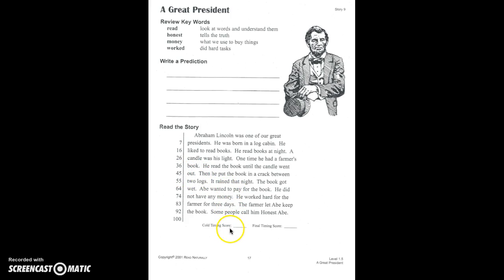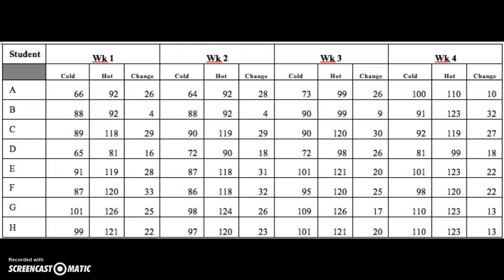At the beginning of the week, it's called a cold score, and at the end of the week, it's called a hot score, and there should be growth between how many words were read on Monday and how many words were read on Friday. So the student growth was calculated.